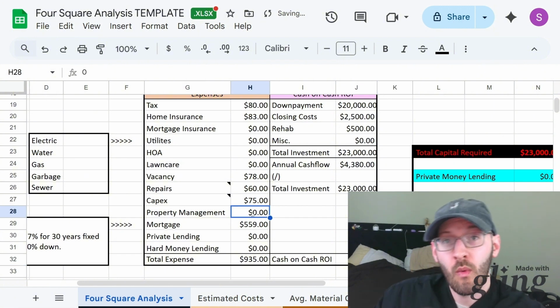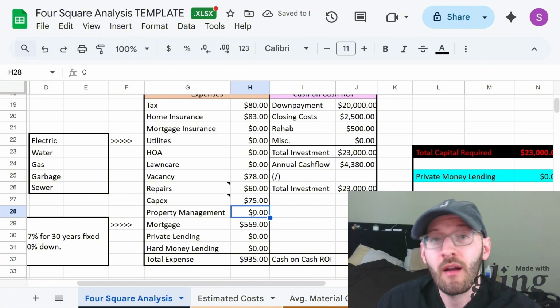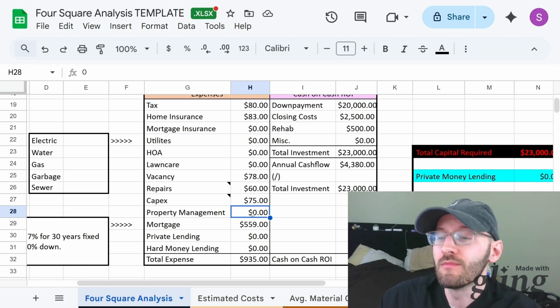Property management, we're going to self-manage because we don't have a lot of properties right now. There's no need to hire someone else.